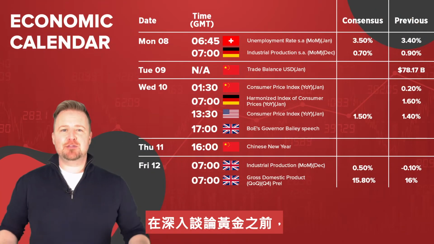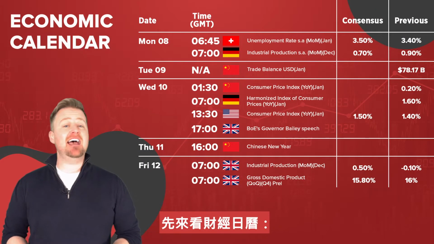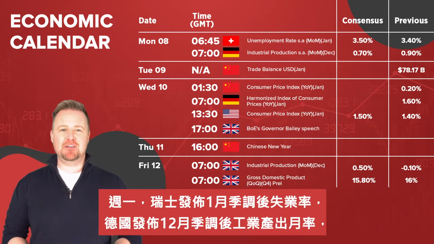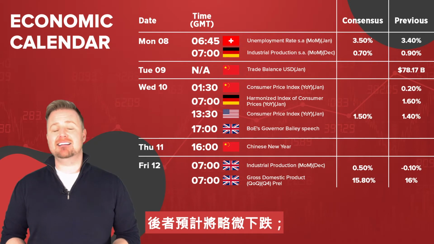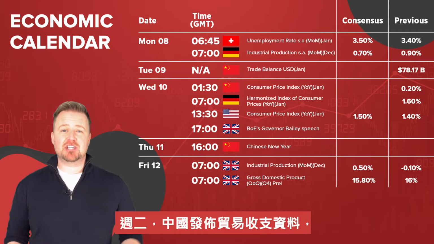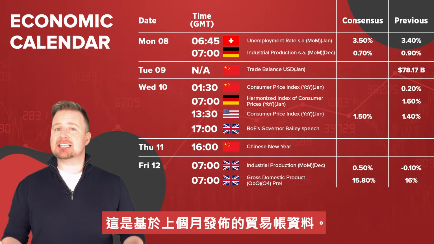Right, let's run through the economic calendar quickly and then I'll talk more about gold. First up, on Monday there is Swiss unemployment and German industrial production, which likely slipped back slightly in December. Tuesday we have China trade balance data. Remember, this follows the record surplus reported last month.